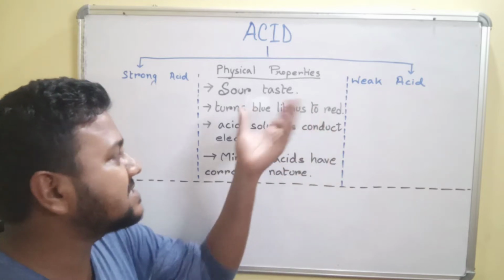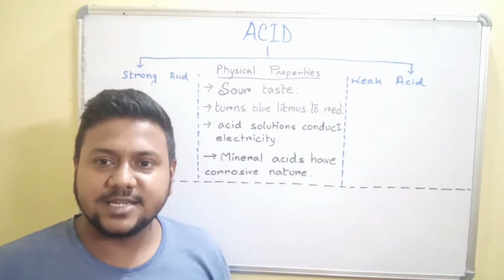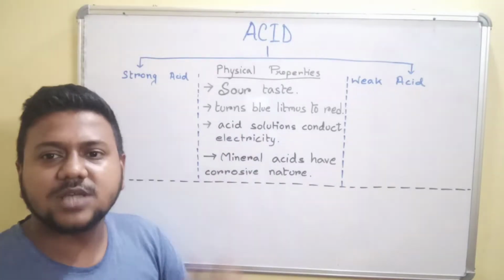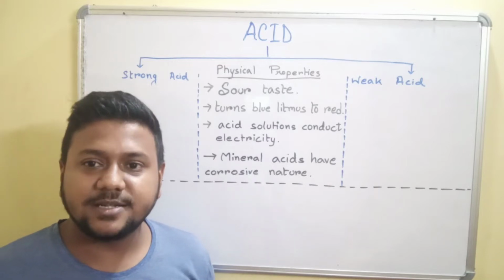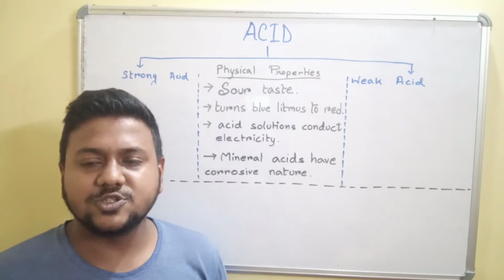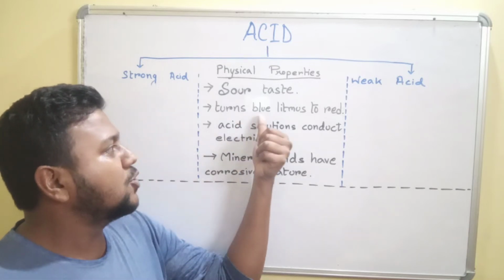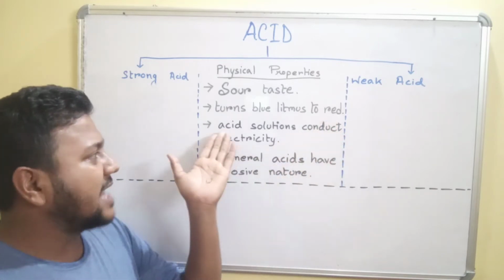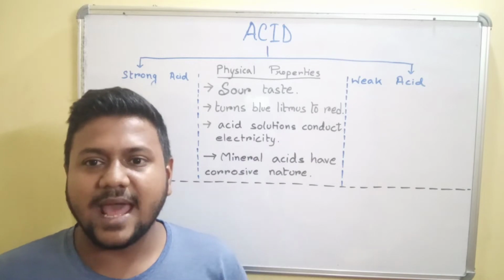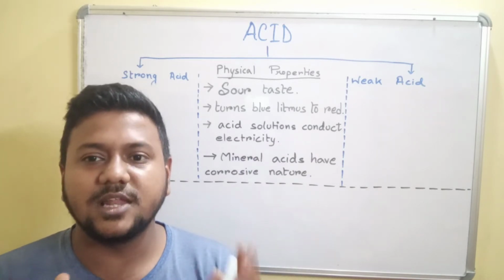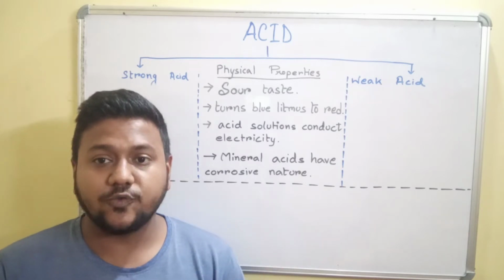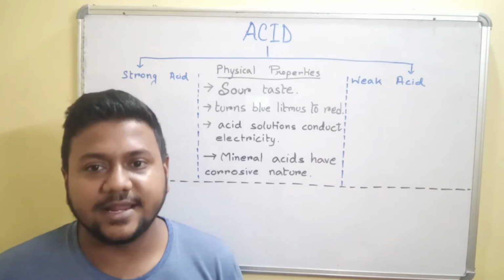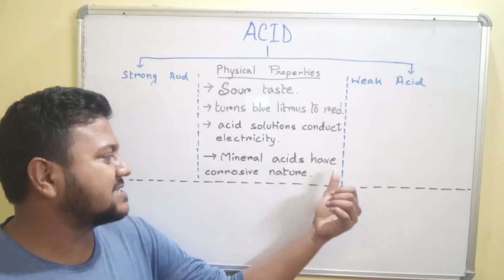As you know, all the acids that we know, like the acid present in lemon and the acid present in tomato, have a sour taste. Moreover, we have learned about indicators that change color in the presence of an acid and base. We know that blue litmus paper turns red in the presence of an acid. And acid solutions conduct electricity. When acid is dissociated in water, the solution contains ions, because of which the circuit connected with the electrodes conducts electricity. Then mineral acids have a corrosive nature.